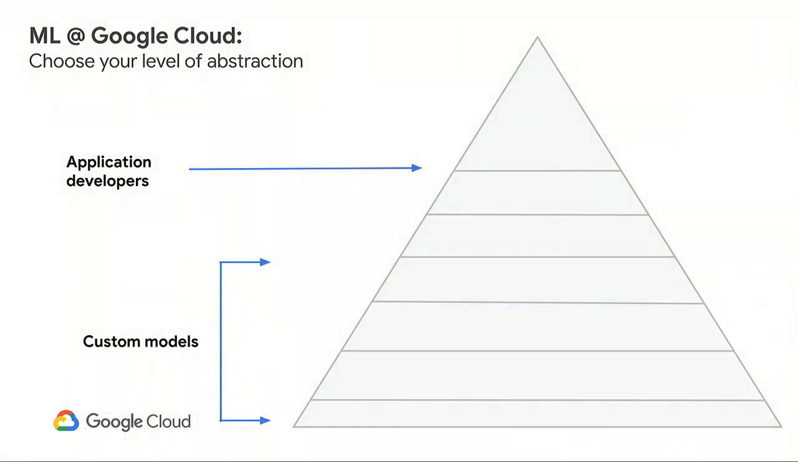So one of the great things about all of the machine learning products on Google Cloud is that you don't need to be a machine learning expert to get started. So with this pyramid, you can choose your level of abstraction. The products towards the bottom are targeted at folks that may have more machine learning expertise. The products, as we move towards the top, are targeted more towards application developers.